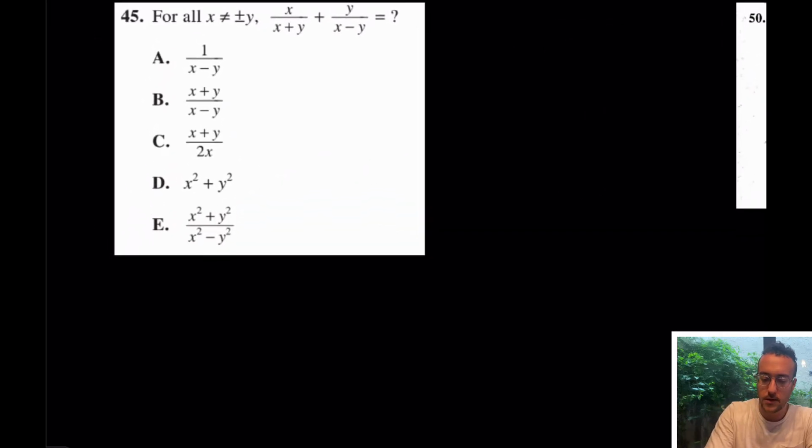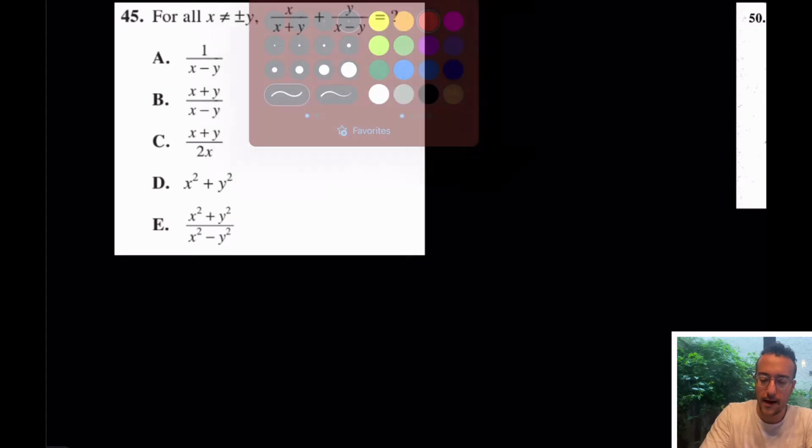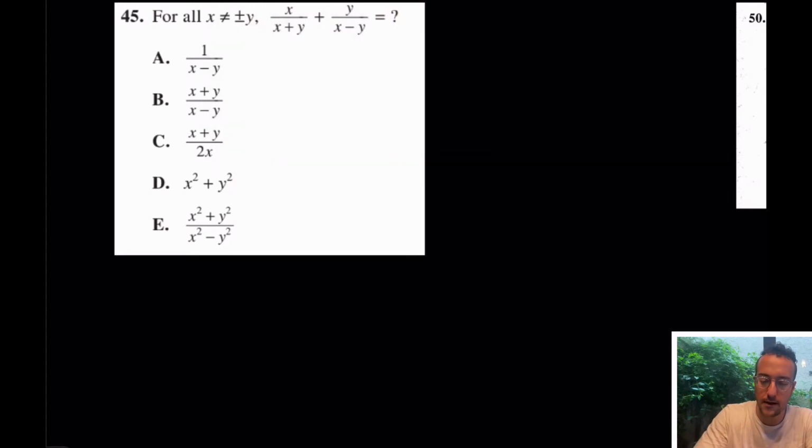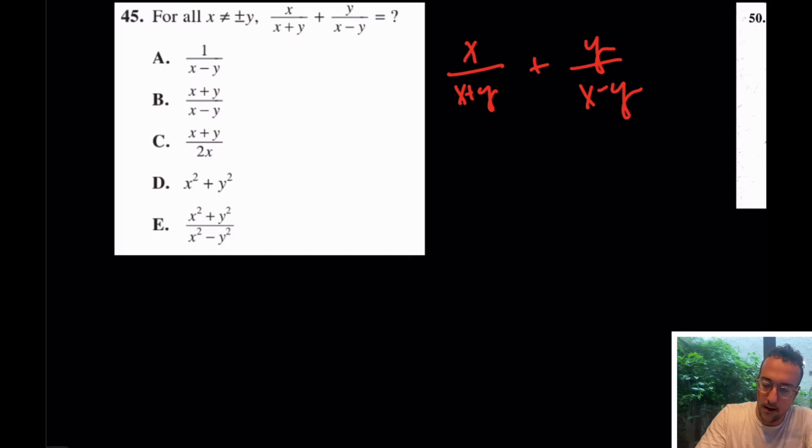So first of all, we're taking a look at this question on the left, number 45 from a 2021 exam. Well, what I always think about when adding fractions is you need to multiply in order to get to a common denominator. In other words, you cannot add fractions or subtract fractions without a common denominator. So if I have x over x plus y over x minus y, how would I simplify that? What is the common denominator there?